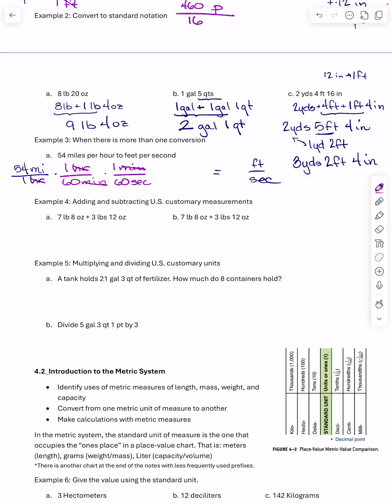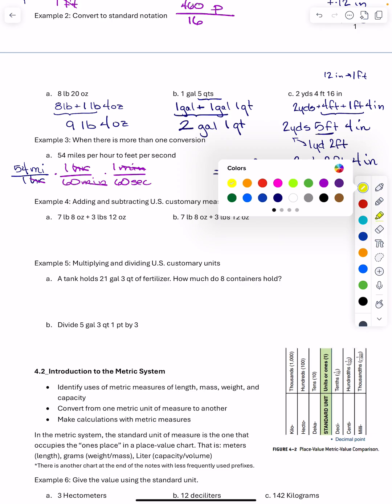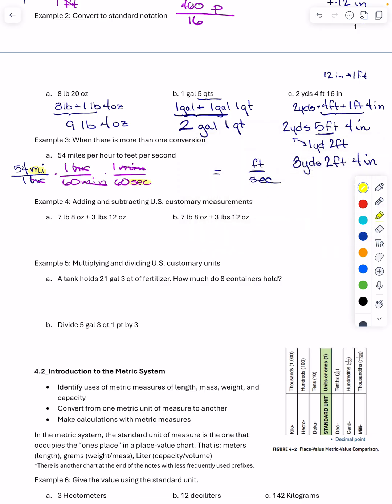Minutes cancel, and if I take a look at the units that I have right now, I have got miles in the numerator and seconds, miles per second. I don't want miles per second, I want feet per second. So I need miles to cancel. My mile has to go in the denominator, so these cancel. 1 mile is 5,280 feet.